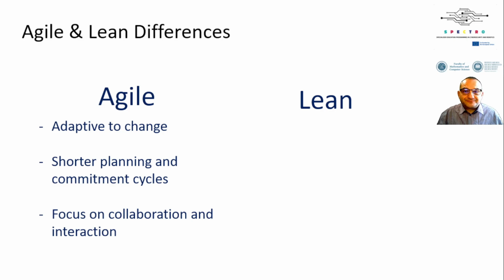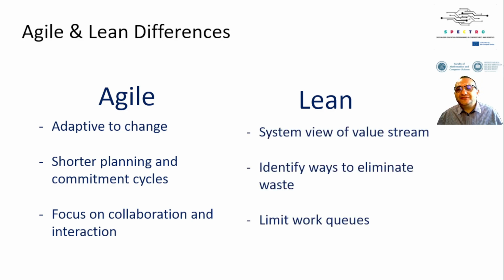On the other hand, Lean takes a broader, system-wide view of the value stream. It is deeply focused on identifying ways to eliminate waste, whether that's unnecessary processes, unused features, or inefficient workflows. Another key difference is Lean's approach to limiting work queues, which ensures that only valuable and manageable work items are in progress, reducing bottlenecks and improving overall flow. Understanding these differences can help organizations decide how best to integrate these mindsets or tailor them to their specific needs.